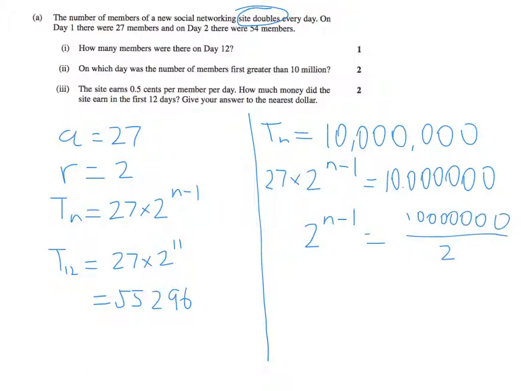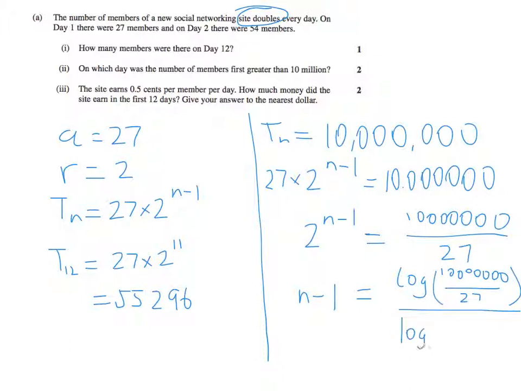Now we will need to use a little log here, and you will learn logarithms next year, but the basic idea is the log of this answer over the log of our base here, which is 2, and what we end up with is n equals, in the same process I'm going to add 1 here. I end up here with about 19.5, which ends up being the 20th day.